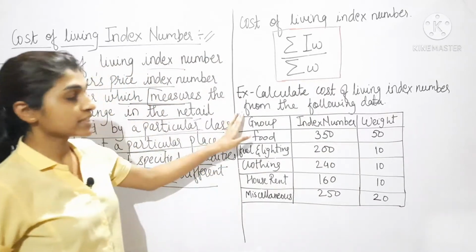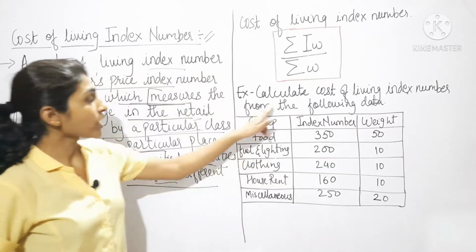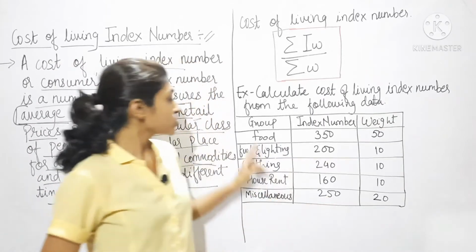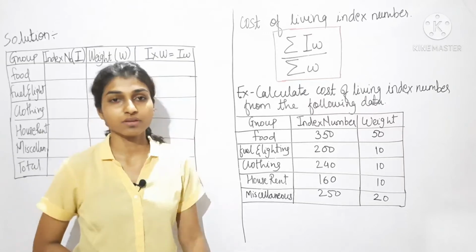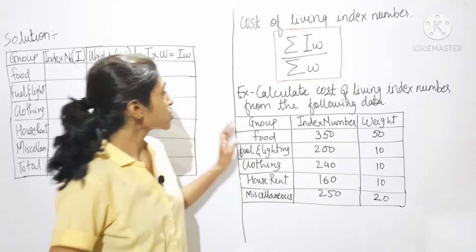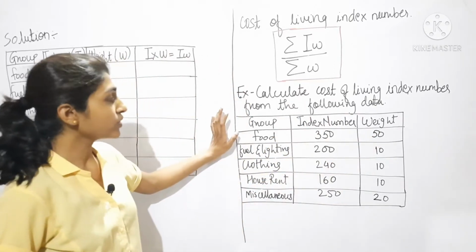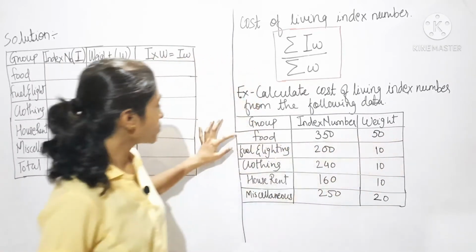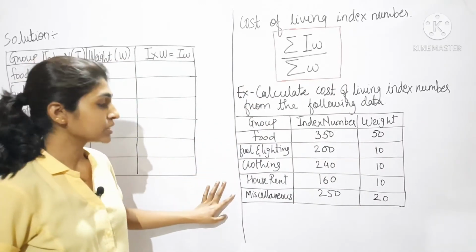Now let's see the example of cost of living index number. Calculate cost of living index number from the following data. So this is the data. Now we'll see the solution. I will repeat again: calculate cost of living index number from the following data. These are groups, index number is given and weight is given. The groups given are food, fuel and lighting, clothing, house rent and miscellaneous.